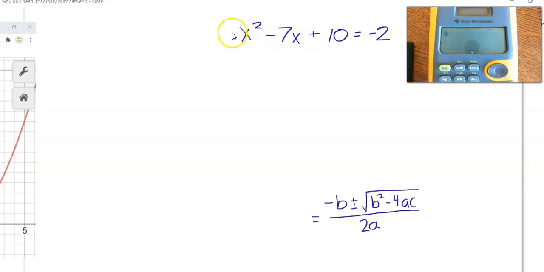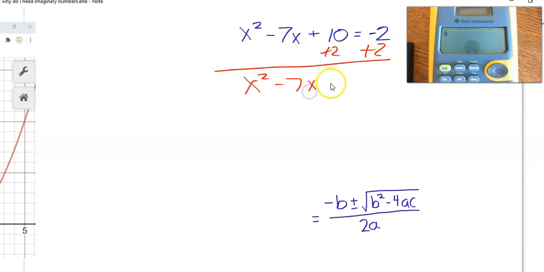In the past, we've solved quadratic equations, equations like this. We would add 2 to both sides, and I'll just do this really quick because I want to lay out a case here. x squared minus 7x plus 12 equals 0. We've learned a couple different ways of solving this.